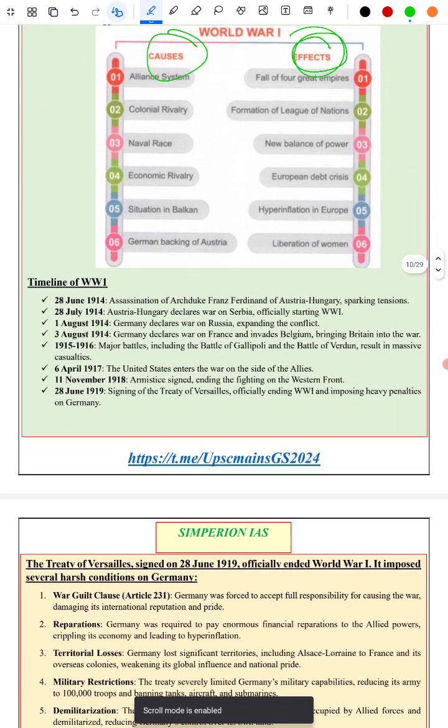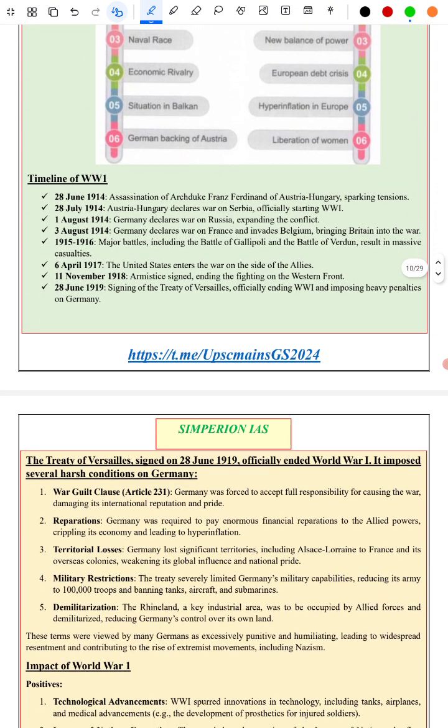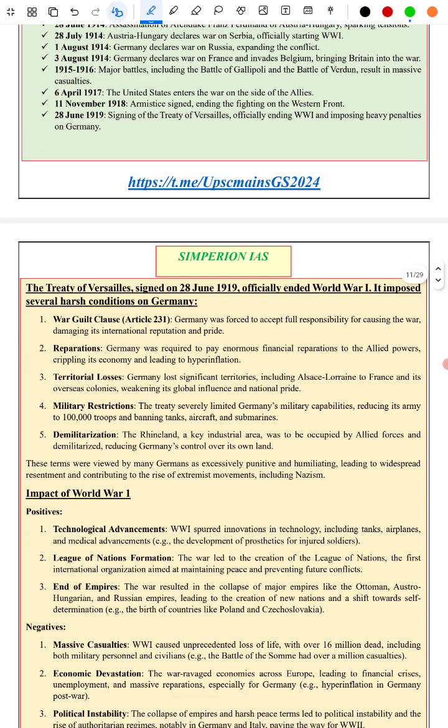We are given a pictorial representation. Next we are given a timeline of World War I. Next is the Treaty of Versailles, the treaty that ended World War I. We have given the features or provisions of that treaty, and the impact of World War I. We have given both positive and negative impact as well.